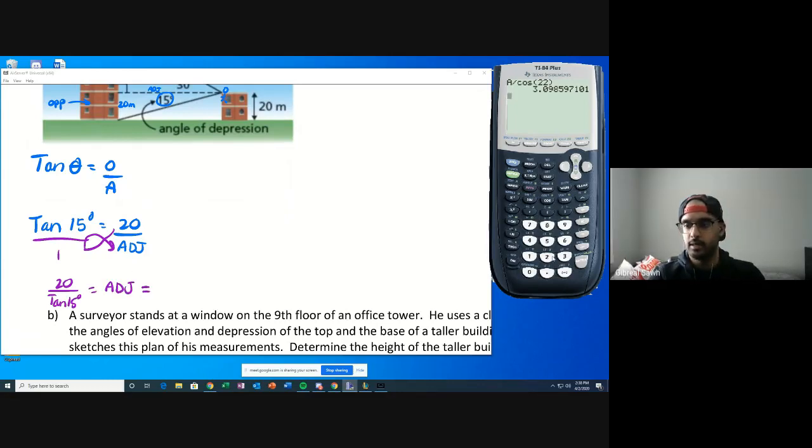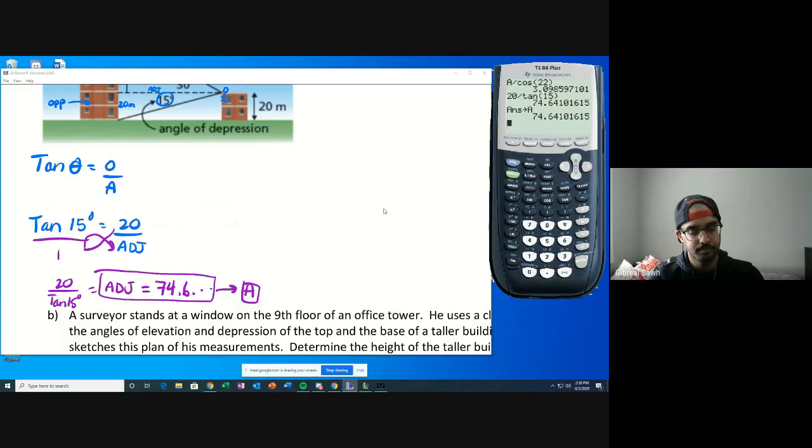Now let's go find out what that is. So 20 divided by tan 15, close that bracket, 74.6. So again, we do have to use that number elsewhere, so let's store it. Let's just write down part of it, 74.6, and we're going to take that and store it as A. So let's store that into the calculator as A. There we go. So we can pull that number up whenever we need it.